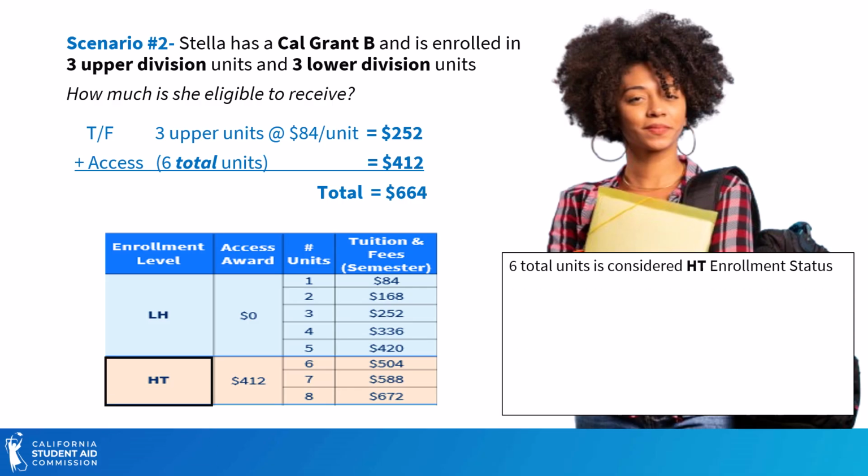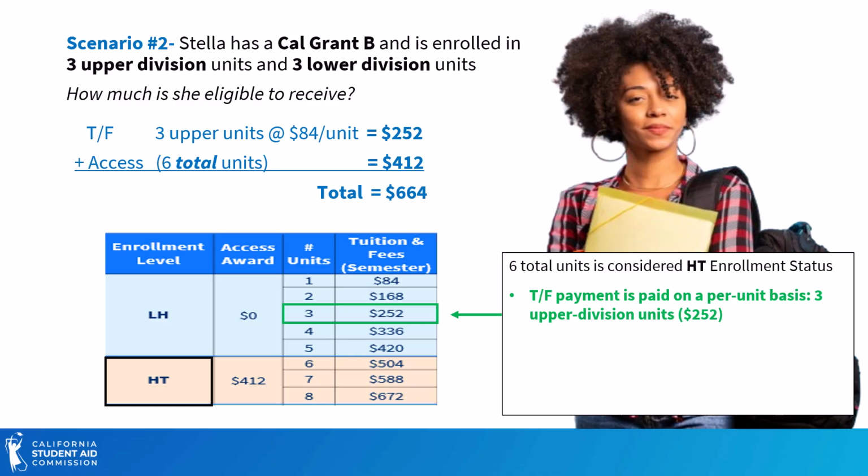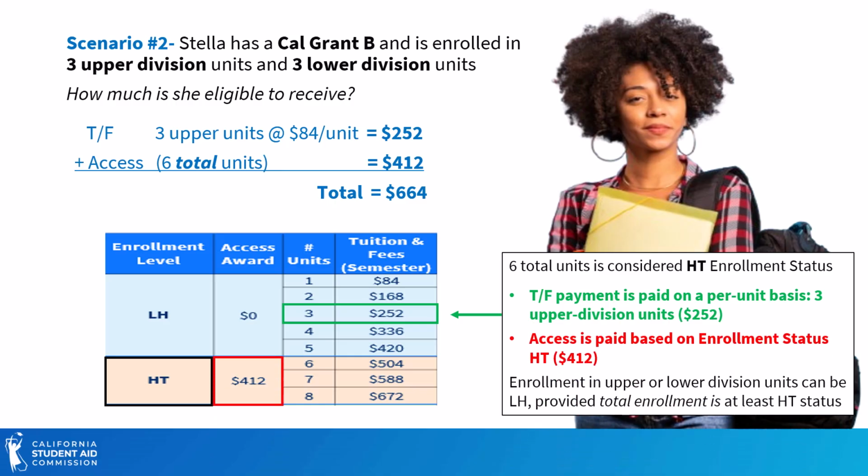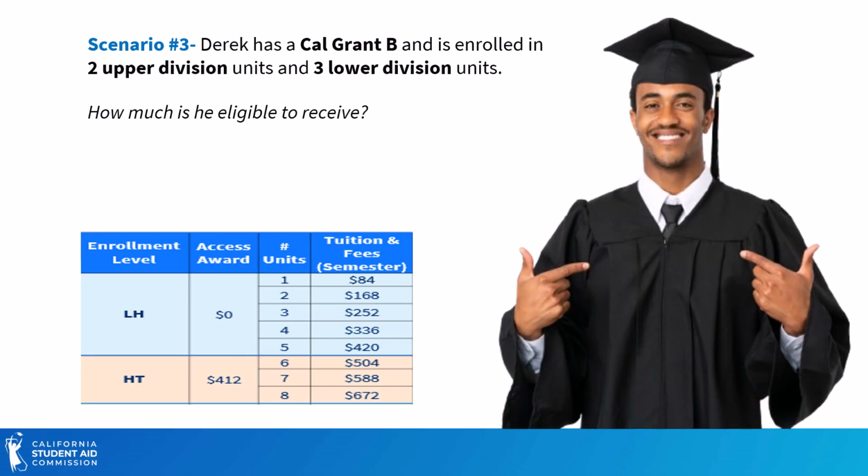Looking at the breakdown, we report the enrollment level for 6 units or half-time status. Tuition and fees payment is based on 3 upper division units, and the access payment is based on half-time enrollment status of 6 total units. Note that enrollment in either upper or lower division units can be less than half-time, provided total enrollment is at least half-time status to be eligible for payment.